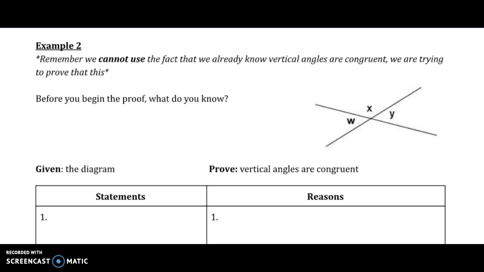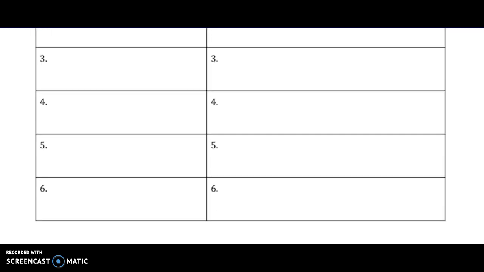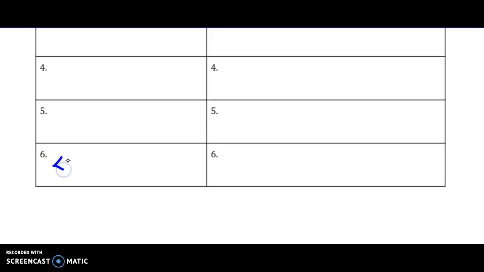So let's do another example. Remember, we cannot use the fact that we are going to prove in the proof. So we're going to show that vertical angles are congruent, and we're going to show basically that angle W is congruent to angle Y. So we have our statements and reasons table. I'm going to put angle W is congruent to angle Y in the last step, because that is what I am trying to prove.